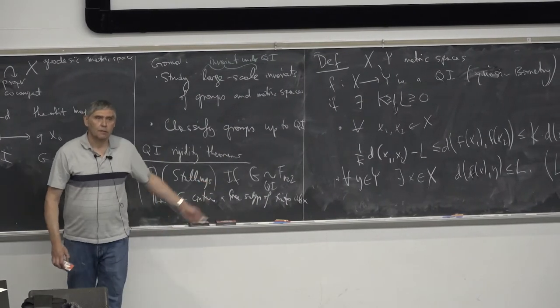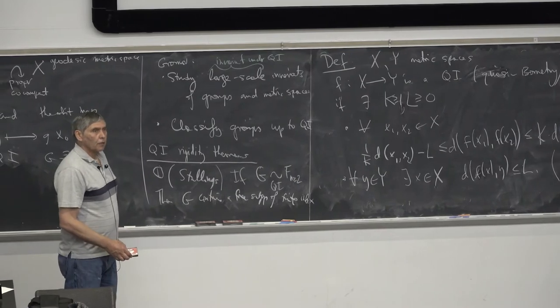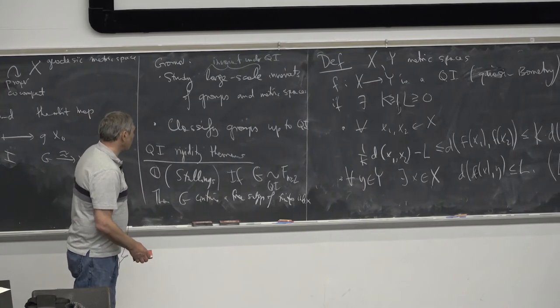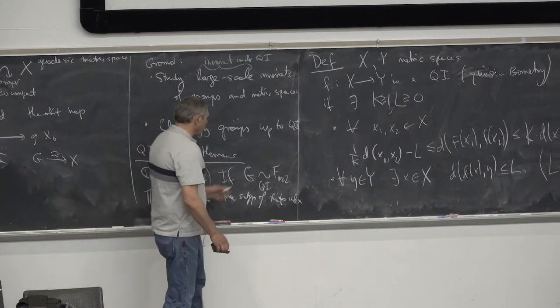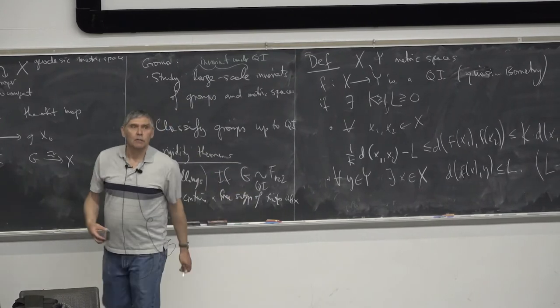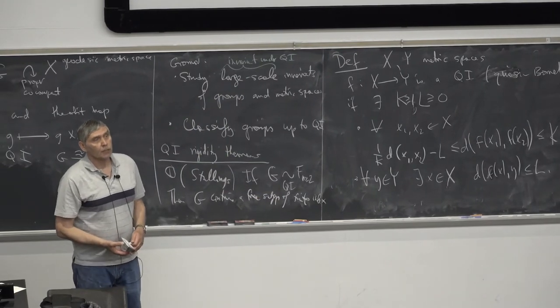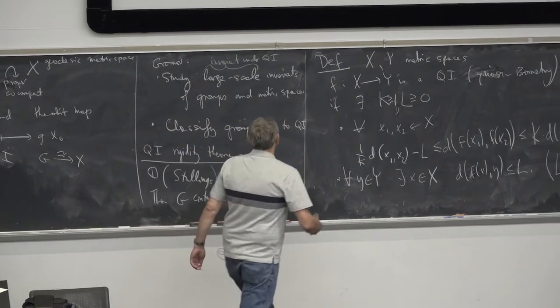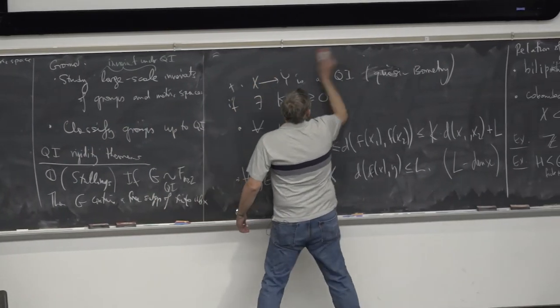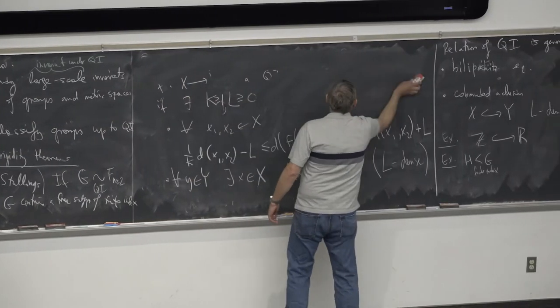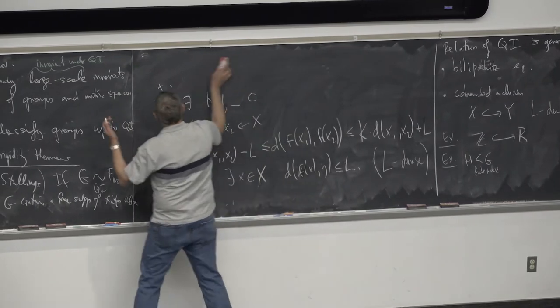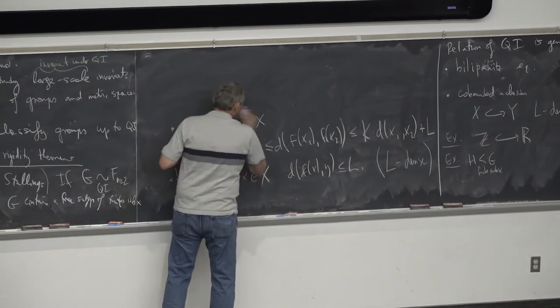So that's rigidity, right? The goal is to say, well, if a group is quasi-isometric to a given group, then it's one of the obvious groups that are quasi-isometric to that. There's nothing else. Another example of this is free abelian groups. And this follows from a deep theorem of Gromov himself.